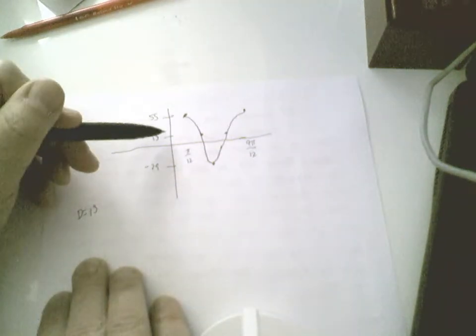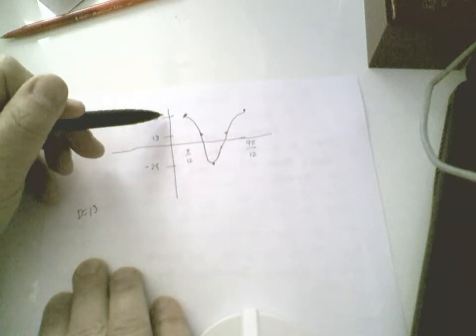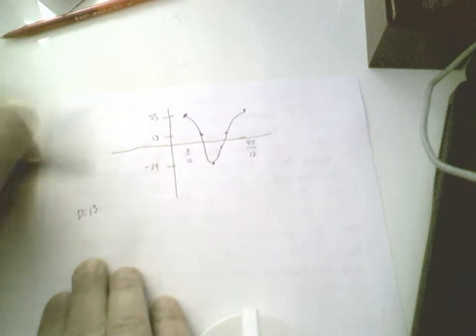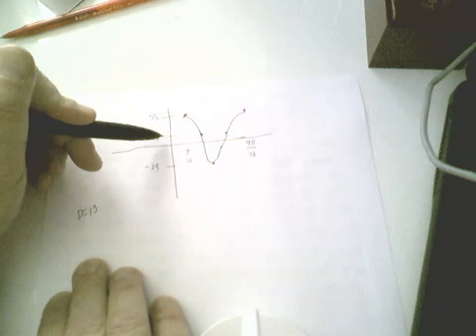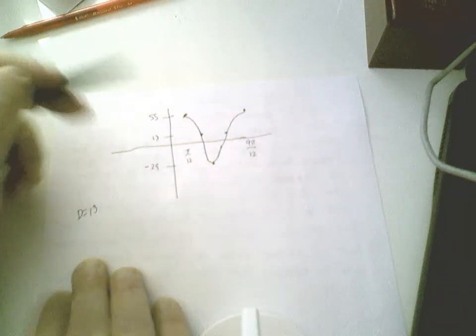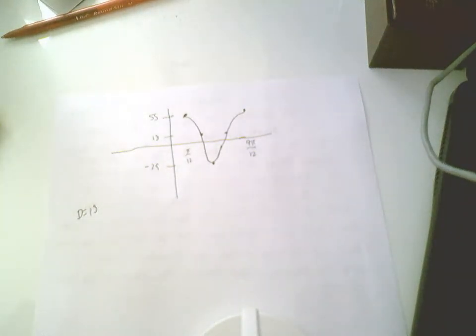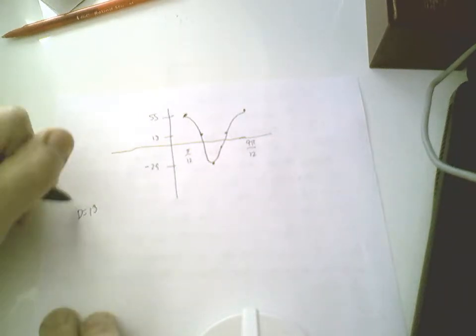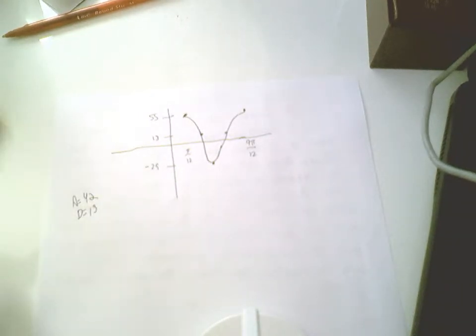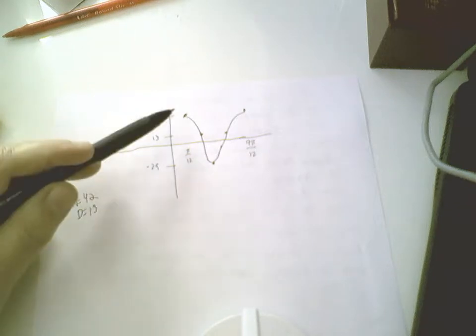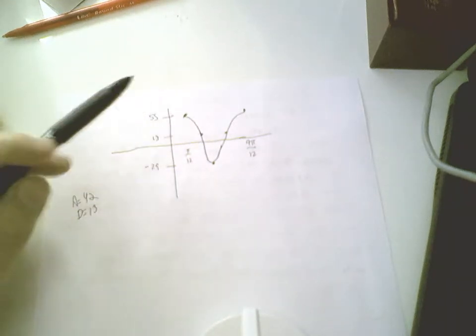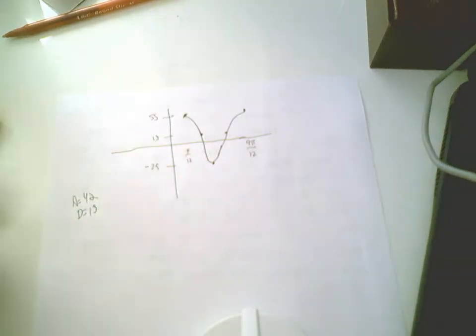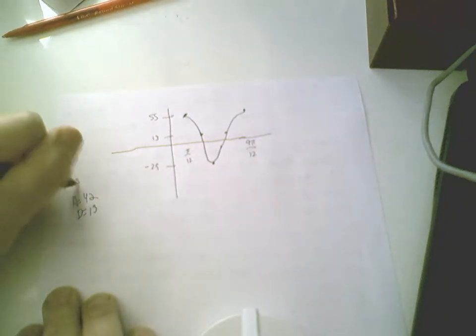I notice that when I go from the midline, I hit 55. Distance from 13 to 55 happens to be 42. 13 down to negative 29 in absolute terms also happens to be 42. I know that my amplitude is equal to 42. What kind of pattern do I see here? I'm starting at a max, I'm finishing at a max. That's a positive cosine pattern.